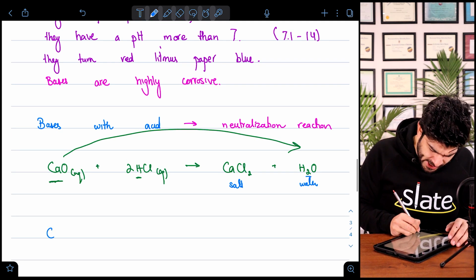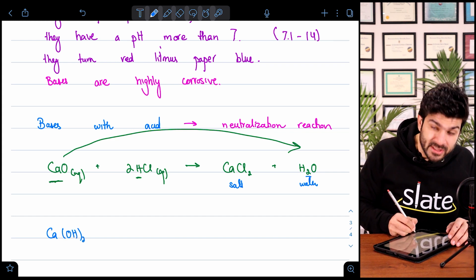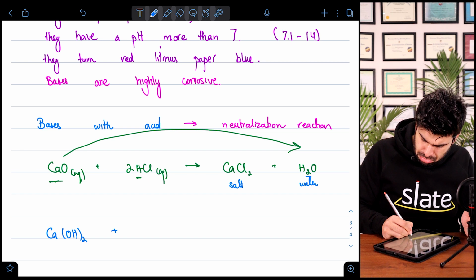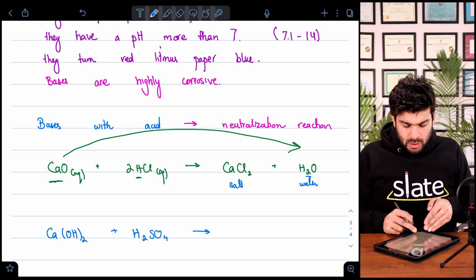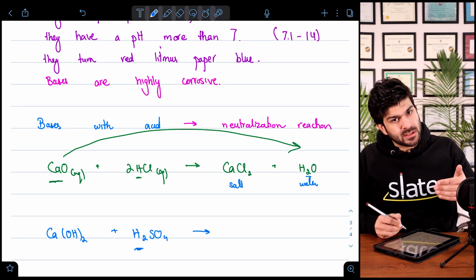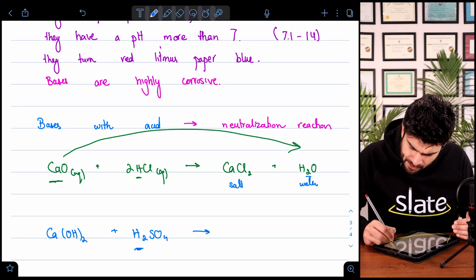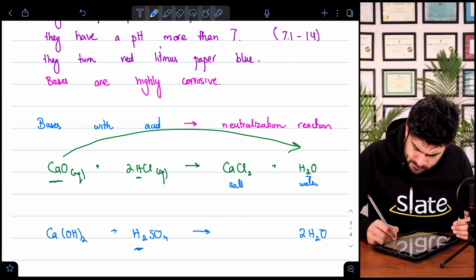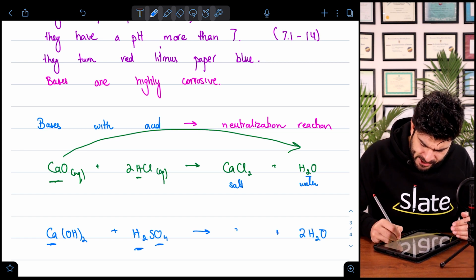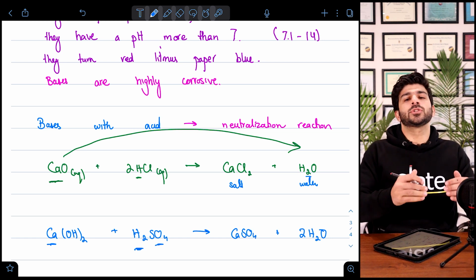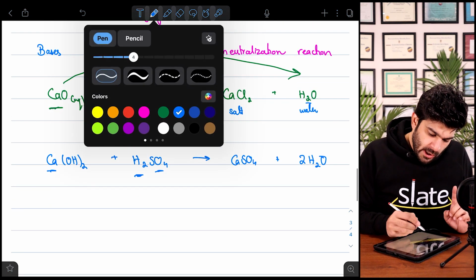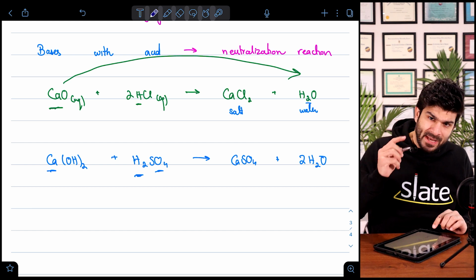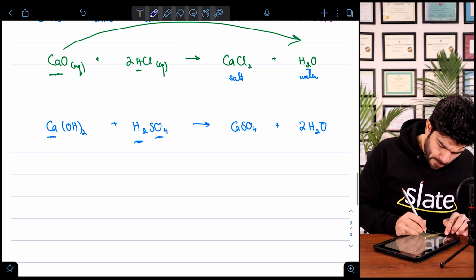Likewise, if we take calcium hydroxide, this is an alkali, and let's say we take H2SO4. Let's make it a little different. The base will again accept these hydrogen ions from H2SO4, which is sulfuric acid, and form 2 moles of water, and the salt will be calcium sulfate. So this is also a neutralization reaction, students. Now, this is one reaction of bases, but there's another reaction.